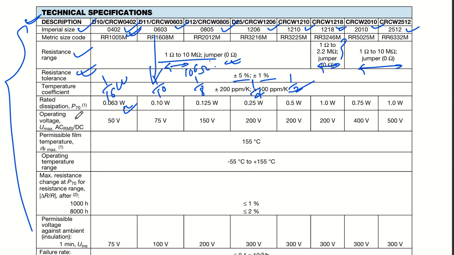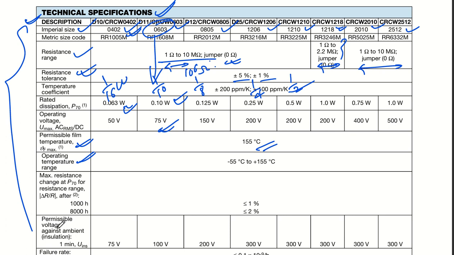Similarly, we have voltage rating also for each package size. Basically, if we concentrate on only the 0603 package, it will be much better. For the 0603 package, the wattage is 0.1 watt and the voltage rating is 75 volt. The maximum temperature is 155 degree centigrade, and the operating temperature range is minus 55 degree to 155 degree centigrade. We can see the maximum resistance change at P70, that is for 1000 hours or 8000 hours, is less than 1% and less than 2%. So it will not change more than 1%.